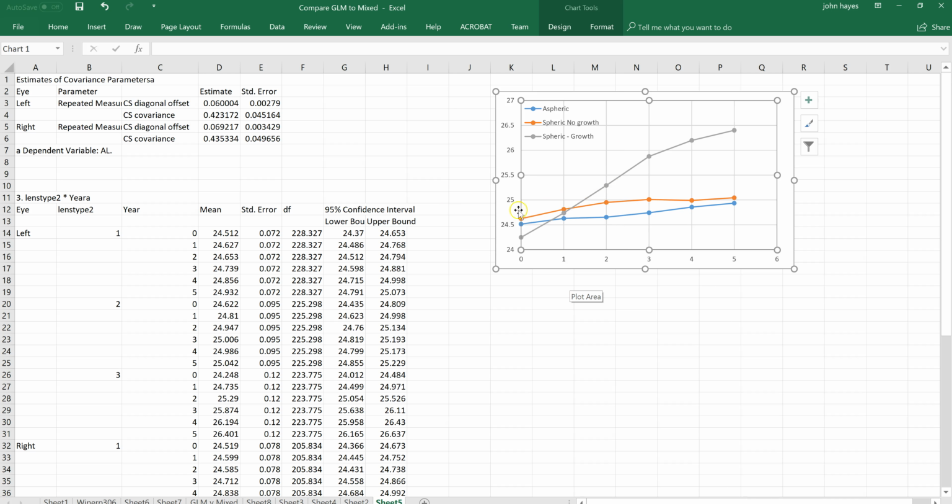If we wanted to go this way, going across and comparing, say, year 0 baseline to year 5, we would just use the estimate of the CS diagonal offset. We would take the square root of that to get the standard deviation, and standard deviation divided by the square root of n to get the standard error. But we still have this problem whereas these measures are not within subjects, so we have to add in the between subjects variance.